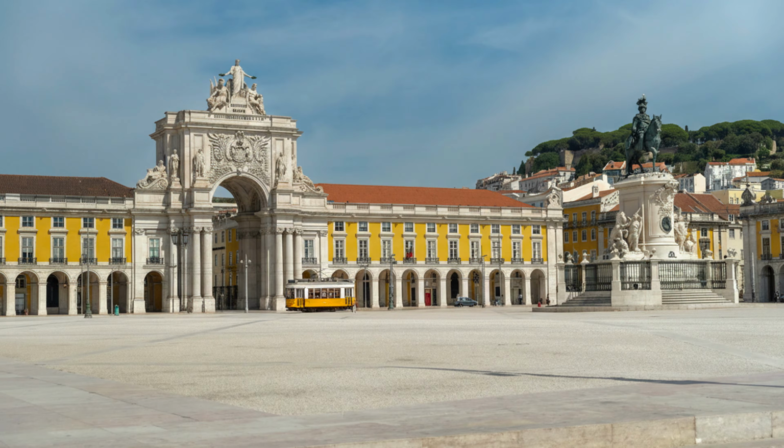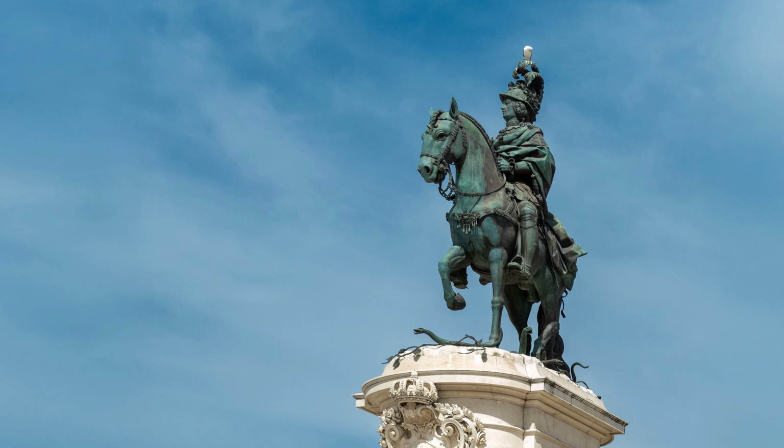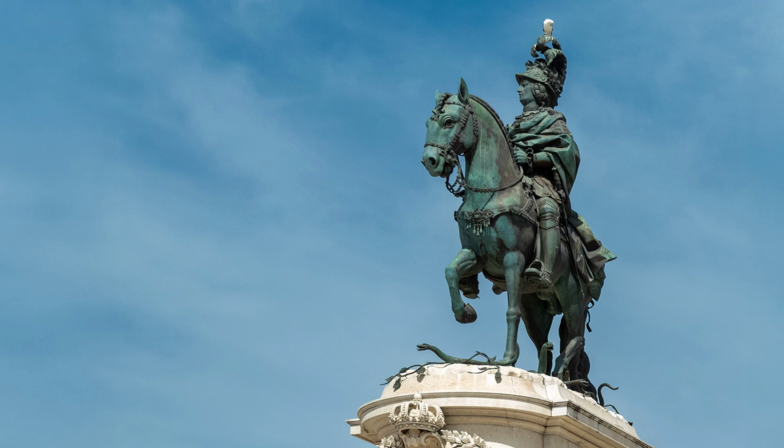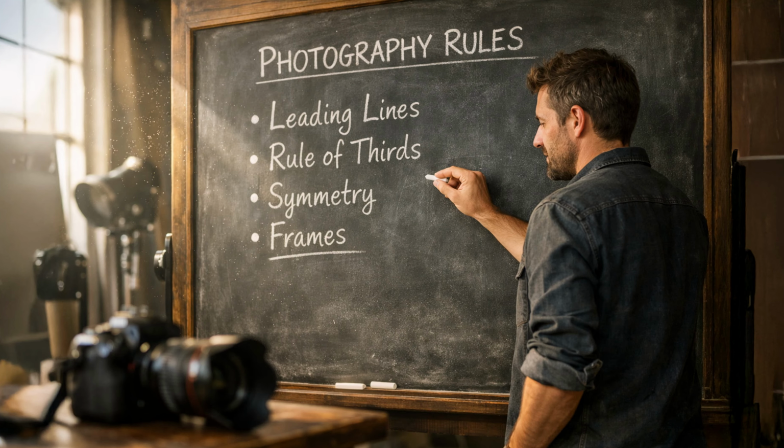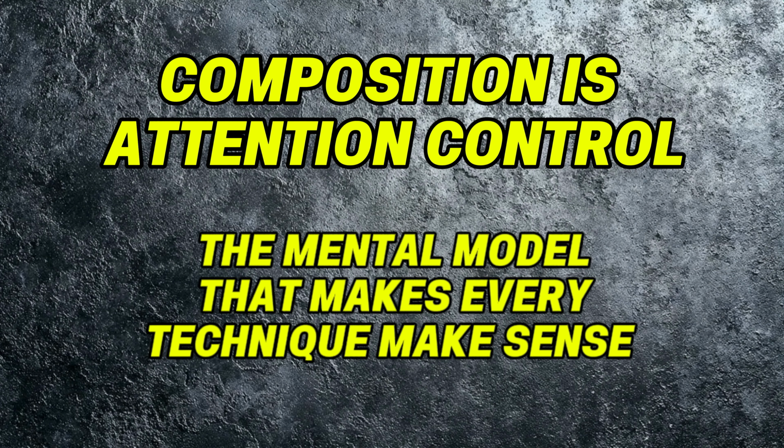Exposure answers one question. Is the image bright or dark enough? Sharpness answers one question. Is it sharp where it should be sharp? Composition answers the question that decides whether the viewer stays. What the photograph is asking the viewer to notice first. And if you can control that, you can control the whole image. Today is not about memorizing rules. Today is about building a repeatable way of seeing. Composition is attention control, the mental model that makes every technique make sense.